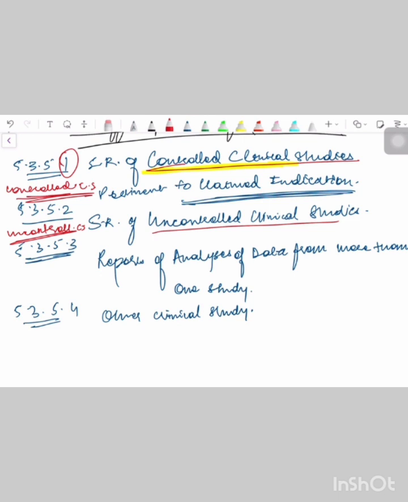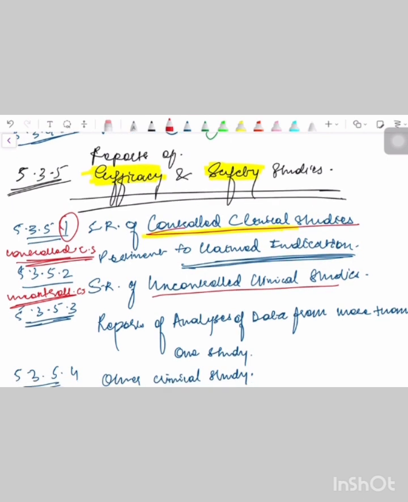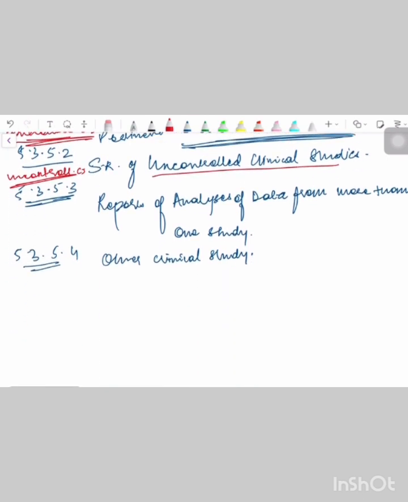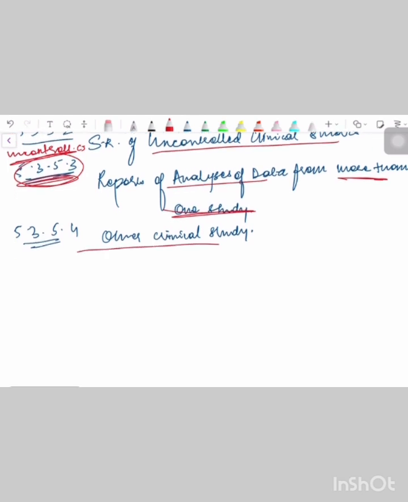So this clears it up. If someone asks which module the content is in, they will never ask in detail where you have to mention the section or subsection, but they can ask you, like, in which module is efficacy safety data mentioned, in which section are controlled clinical studies related to the claimed indication present, or study reports of uncontrolled clinical studies, so you can say Module 5. If by chance they ask which subsection, then you can know that it is subsection 5. Then if there is any analysis of data from more than one study, it is mentioned in 5.3.5.3, and any other clinical study will be mentioned in 5.4.